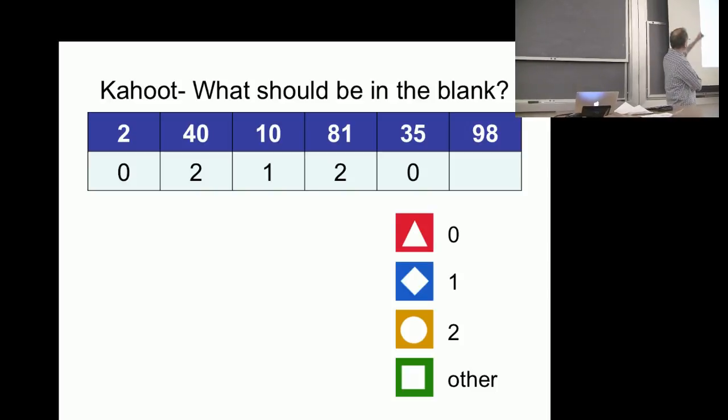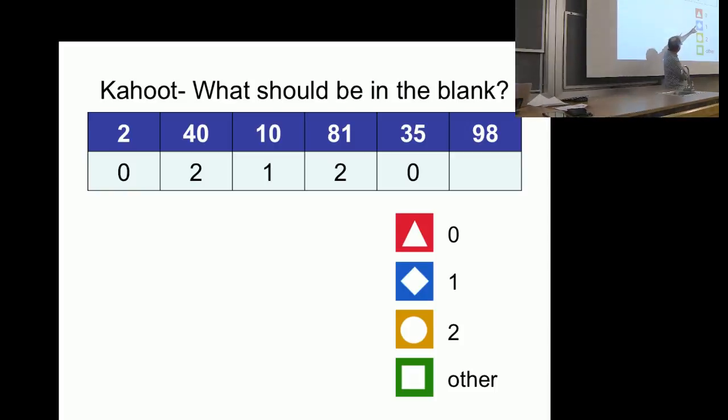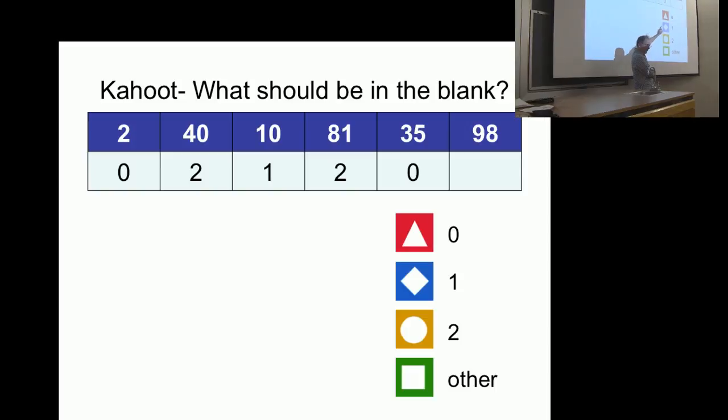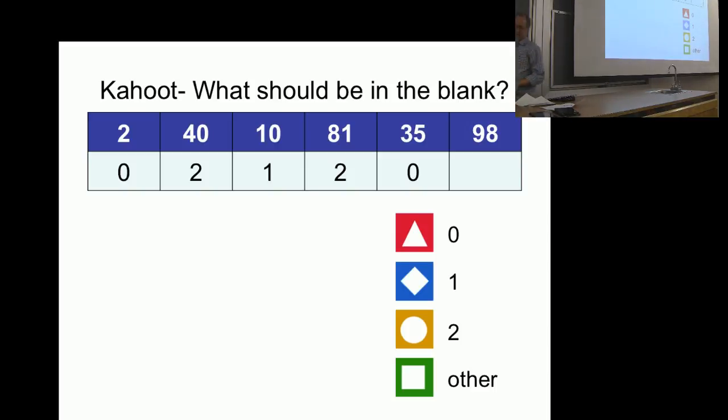So in a 2, there are no closed loops. In a 4, there's a closed loop for the 4 and one for the 0, so that's 2 of them. For the 8, there's 2 little closed loops, so there's 2, 935, and then in 98, there are 3 closed loops, so it should be a 3.